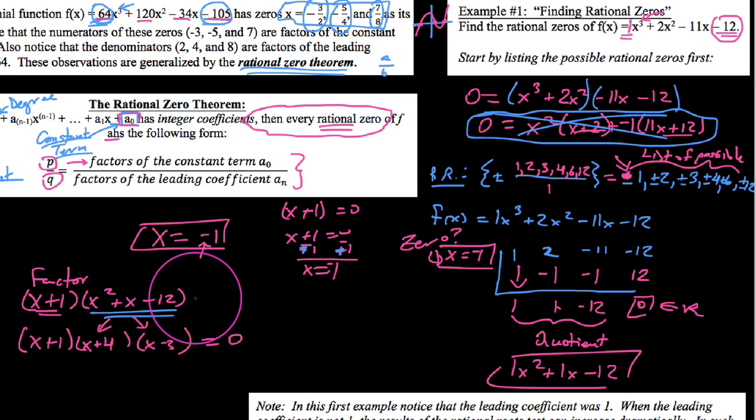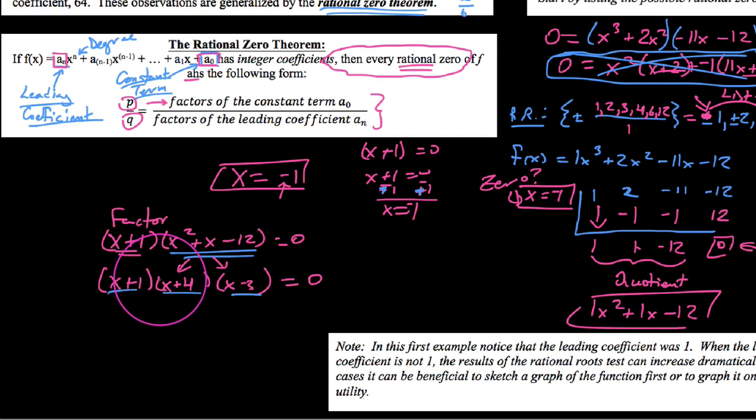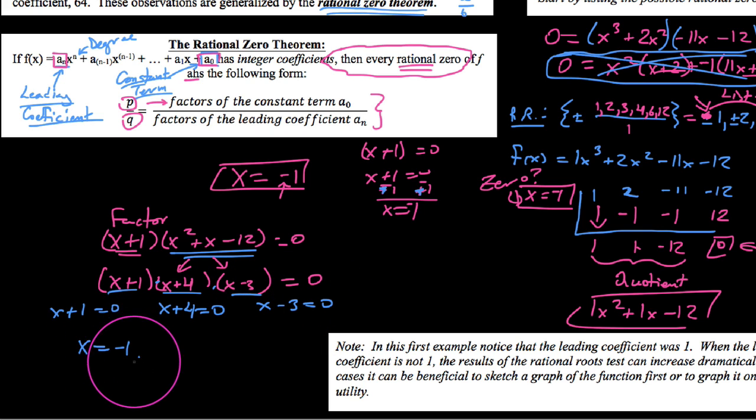So if we were solving this and we said we want this all equal to 0, now we can set each of these factors equal to 0 individually and go solve them. And one can see how we could easily conclude, again, if these are the factors, then the zeros are just opposite these. So we say negative 1, negative 4, and 3.